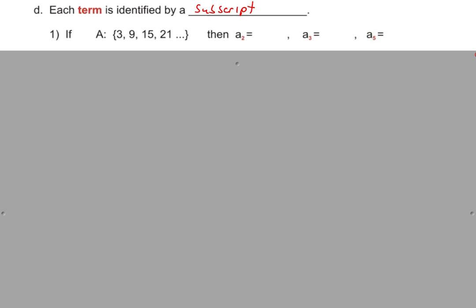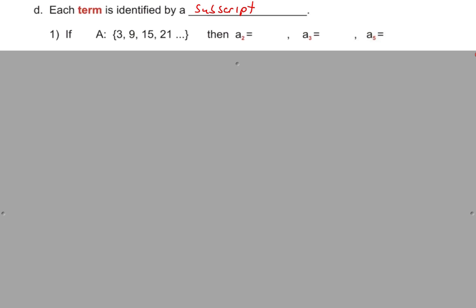If I had lowercase b, it means I'm talking about a term from sequence B. If I had lowercase g, I'm talking about a term from sequence G. So what do you think the subscripts tell you? So we got lowercase a subscript 2. What does that mean? If you were to guess, what would that mean? Somebody raise your hand. Edward? It's the second term. Yeah, exactly right. The subscript tells you which term it is.